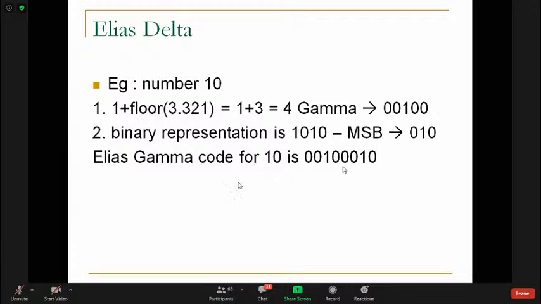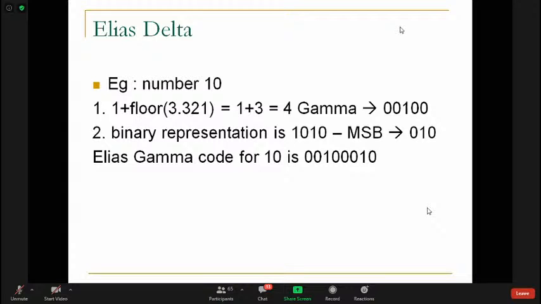So usually in the exam you may expect to differentiate between a gamma code and delta code. When they ask you to make a comparison, you tell them both have 2 components, both of them use binary representation, and both use the unary representation or gamma representation.